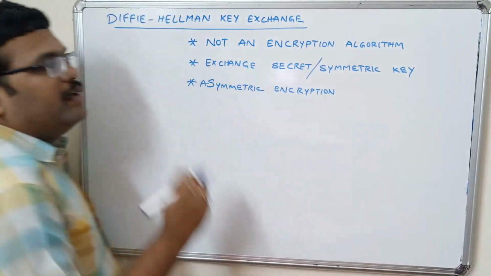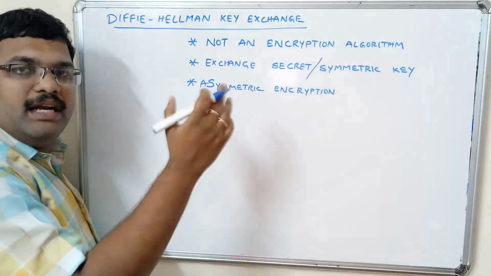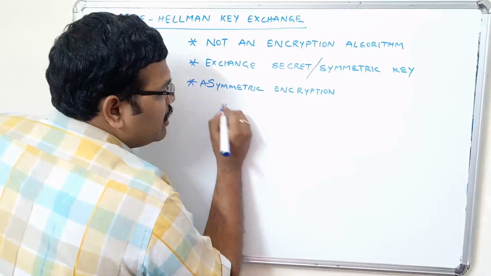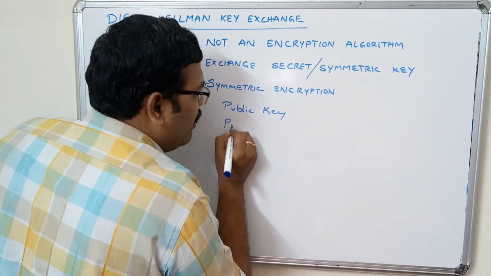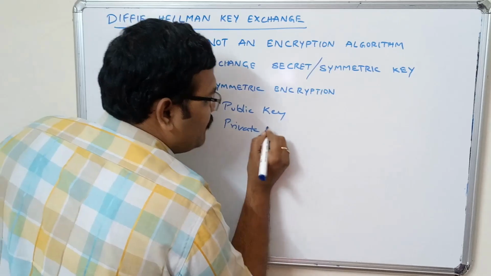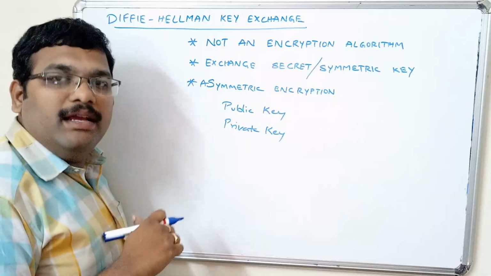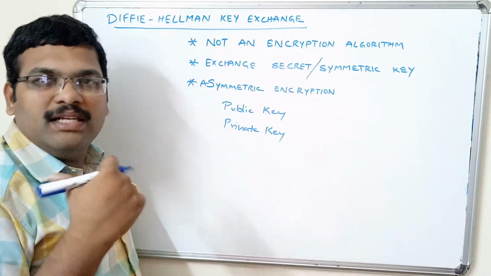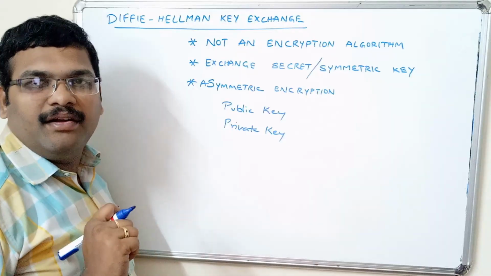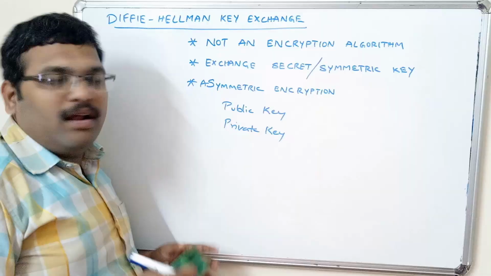That means in order to exchange the secret key between sender and receiver, we will use a public key and private key. By the calculations done on this public key and private key, we can generate the secret key at the sender side as well as at the receiver side. Now let's move on to the actual algorithm.